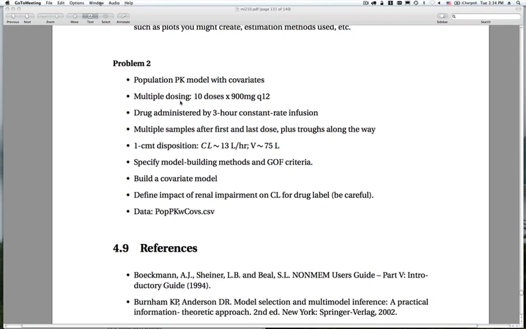Build a covariate model. And there's a specific question here. It says define the impact of renal impairment on clearance for the drug label. And this is a little bit of a tricky question. I'm going to warn you about that. But if you follow some of the principles that we just discussed, you'll be okay. I've given you a data set. It's called POP-PK with coves.csv. It's on the course site.